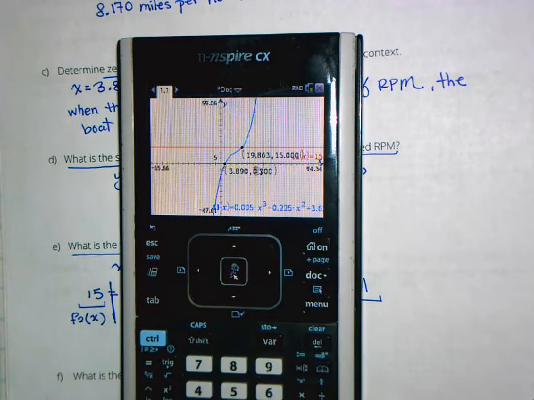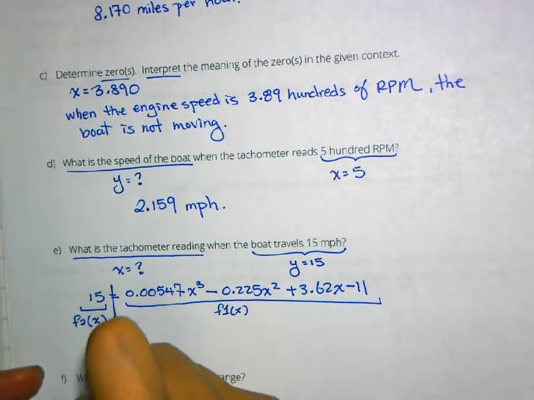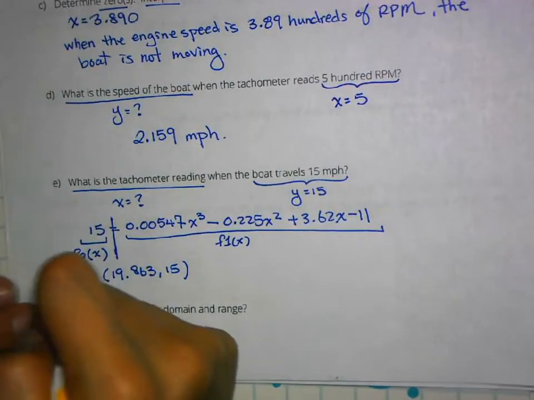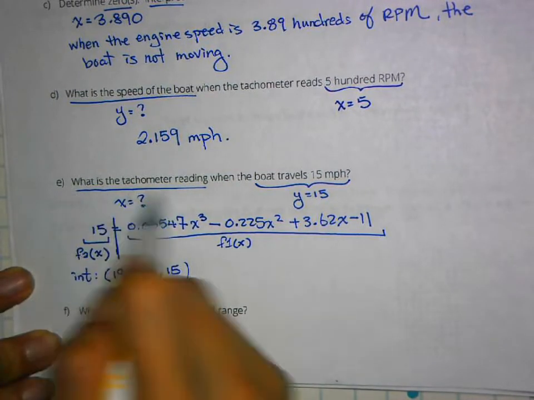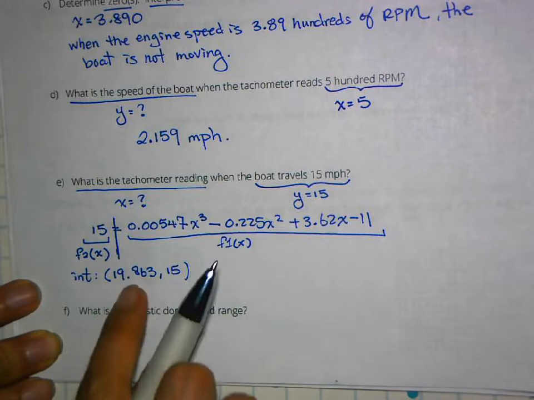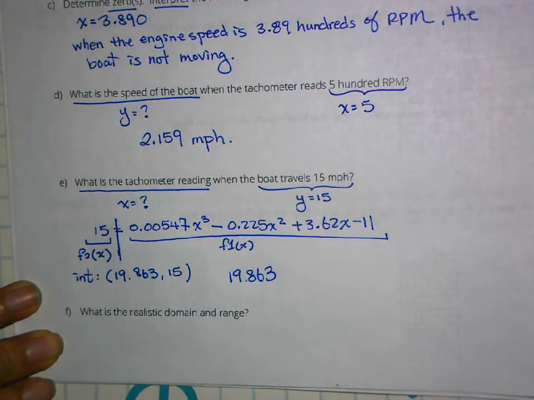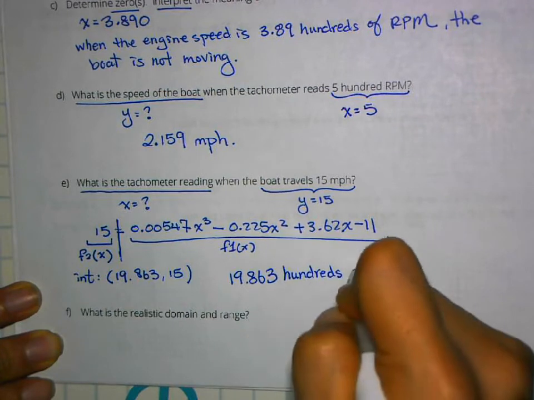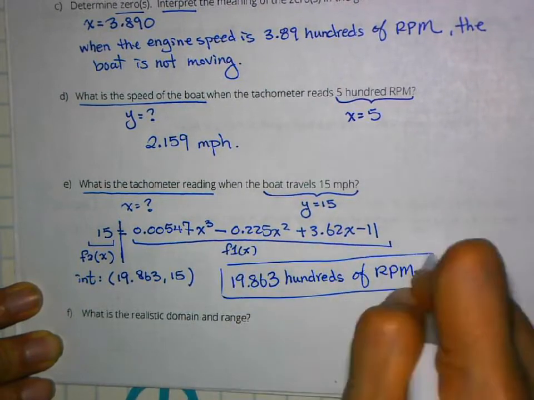That intersection tells me 19.863. Let me write that down. This is what I get: 19.863, comma 15. Well, that's my intersection, but that doesn't answer the question. The question says, what's the tachometer reading? What's my x value? My x value is 19.863. Don't forget to give me the unit. And in this case, it's in hundreds of RPMs. And that is your final answer.